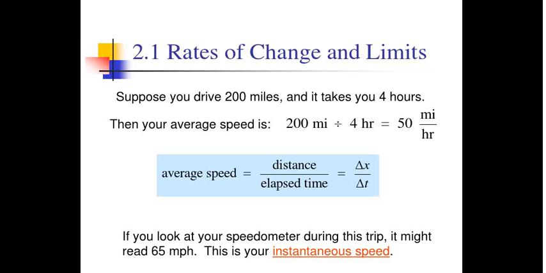If you look at your speedometer, you will see that you don't see 50 miles per hour, you will see somewhere around 65. But maybe you didn't watch it when you started. That could be somewhere around zero.